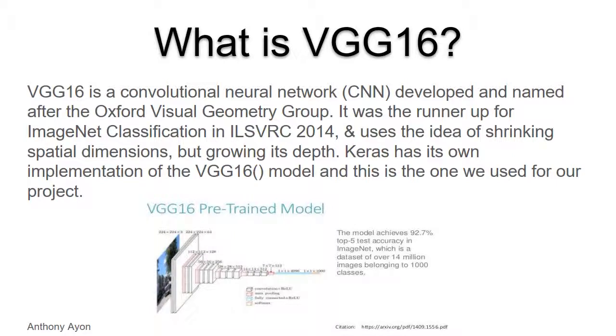VGG16 is a convolutional neural network. It was the runner-up for the ImageNet classification in the ILSVRC 2014 competition. It uses the idea of shrinking spatial dimensions but growing in depth. Keras has its own implementation for VGG16, so we will be using this for the project.